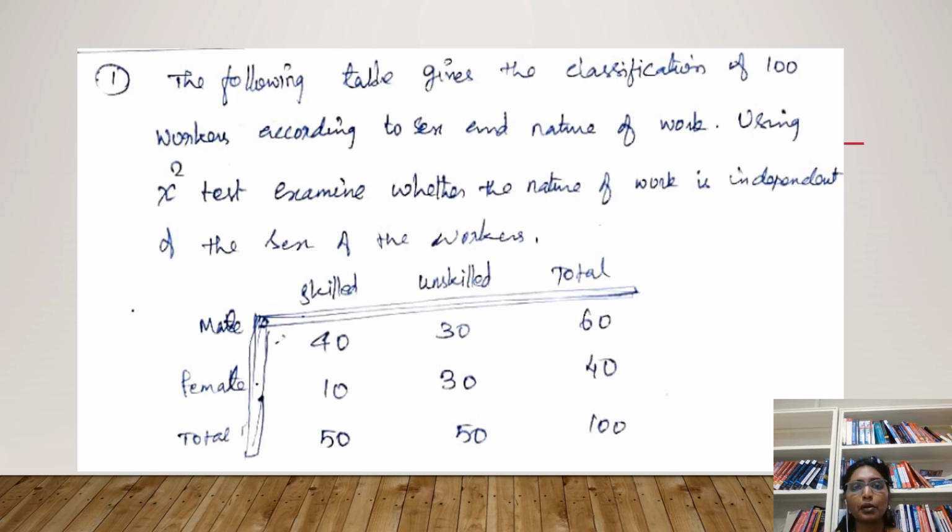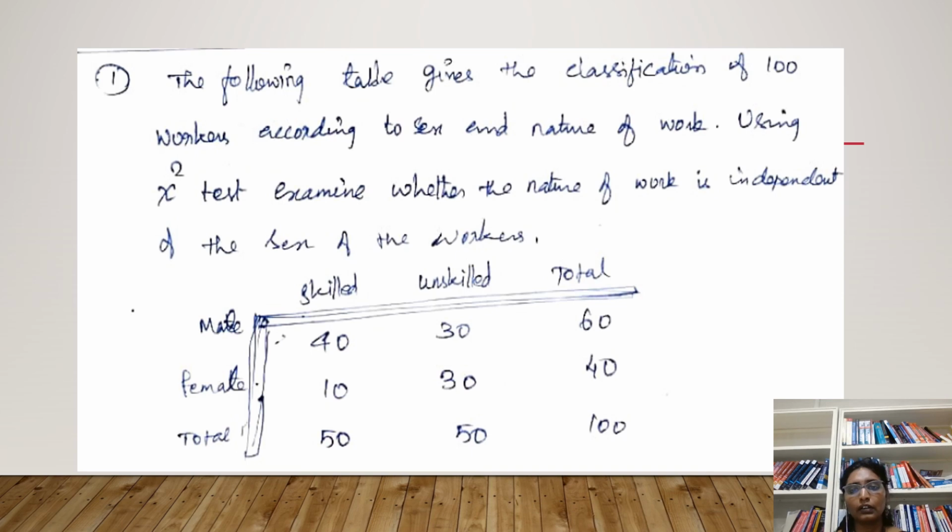So this is the first problem. The following table gives the classification of 100 workers according to sex and nature of work. Using the chi-square test, examine whether the nature of work is independent of the sex of the workers. So is there any relevant relationship between the workers and their gender or not? We have to check that only. So they have given male and female, skilled and unskilled, and the total.